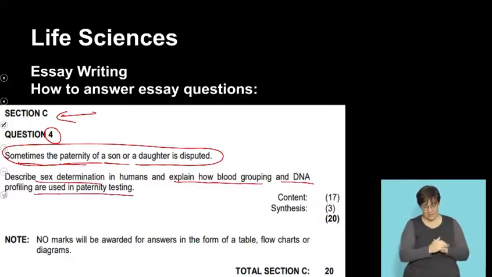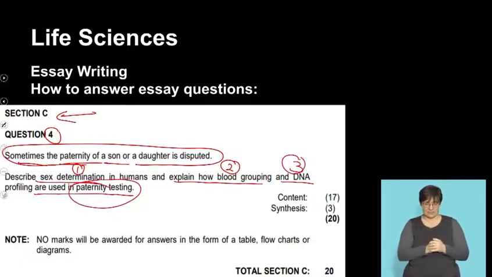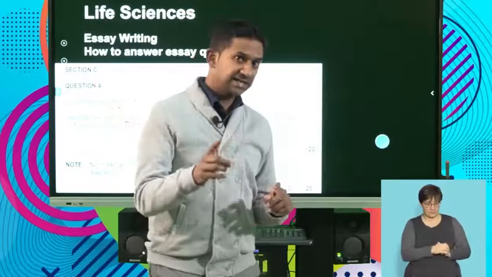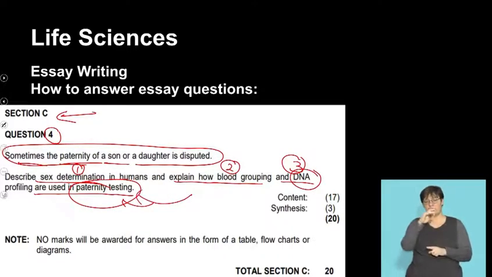testing. So guys, as you pick this up, there's one component there. We've got to describe sex determination in humans. Second is explain how blood grouping, and third, DNA are used in paternity testing. So it's important that when we read the topic, we're able to understand and interpret the different aspects of that. And as I've done, you would see that I've broken this up into 3 components: sex determination, explaining how blood grouping is used to determine paternity, as well as using DNA to determine paternity.